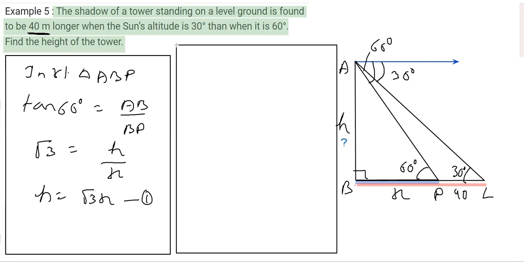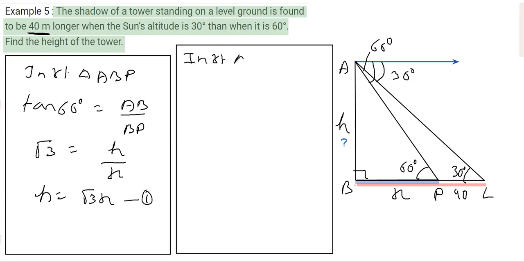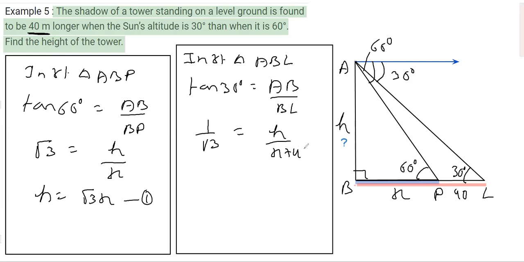Now we will take the next triangle. The other right angle triangle, the bigger one, which is ABL here, we'll apply tan 30, and that is equal to perpendicular, which is AB once again, and the base being the whole base, that is BL. Tan 30, whose value is 1 by root 3, is equal to AB, which is h, over BL, which is x plus 40. Same here, by cross multiplication, you will get h is equal to (x plus 40) over root 3. This is your second equation.